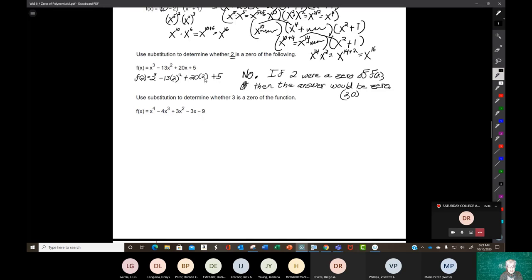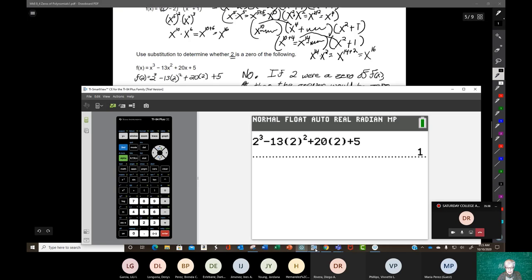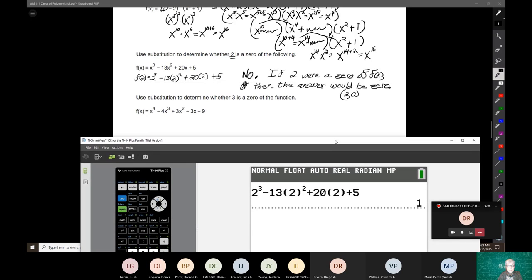Because this equals 1. Now I want to double check and make sure I hit everything right. 2 to the third minus 13, 2 squared, plus 20 times 2, plus 5. And the calculator says the answer is 1. 1 is not 0. So, 2 is a very nice number, but it's not a 0 of the function. That's what zeros do. Now let's check the other one.